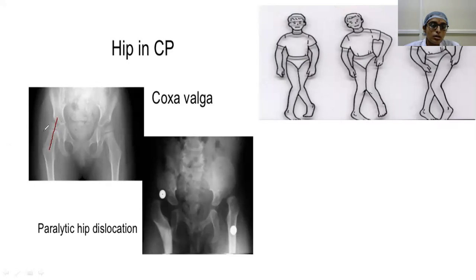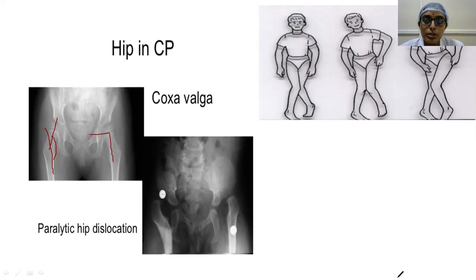So this is the neck and this is the shaft. The neck shaft angle, which should be around 120 degrees like that, is increased. It is more than 150 degrees like that. So increase in neck shaft angle is called coxa valga, and decrease in the neck shaft angle is called coxa vara.